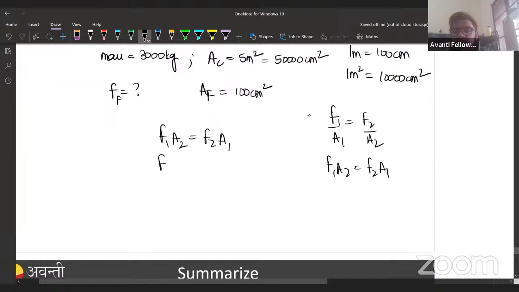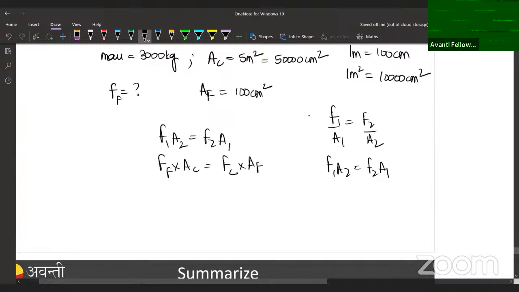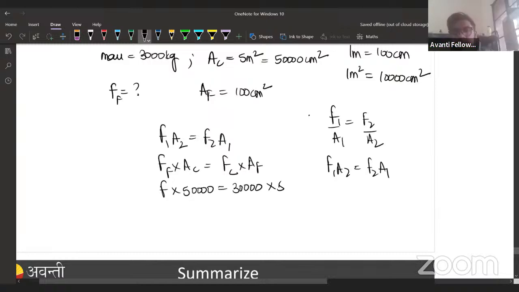So force into area of car will be equal to force of car into area of force. So what will be the answer? Area of car is 5 times 10^4. Force on car is 3 times 10^4. Area is 100. I've just substituted the value. 4 zeros and 4 zeros will cancel out. You are left with 3 into 100 divided by 5. This will cancel out to be 20. That will be equal to 60 Newton.